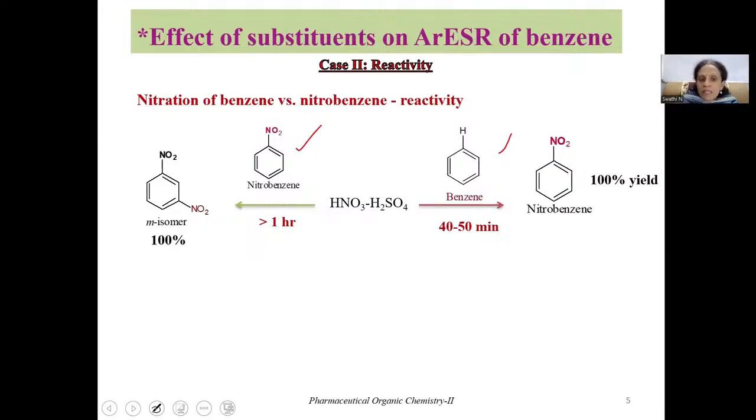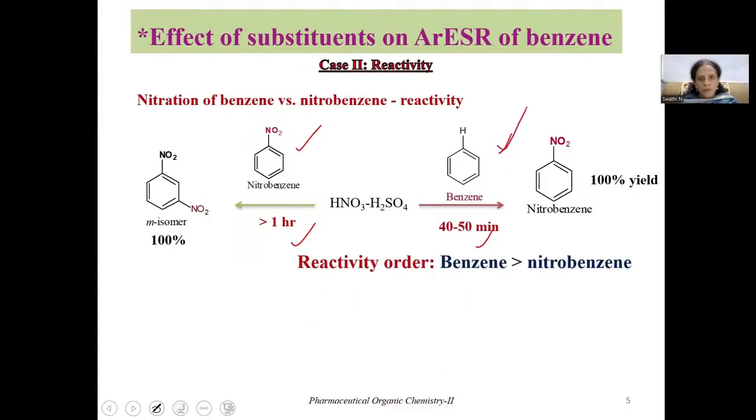So based on this reaction time, we can easily make out that benzene is more reactive because benzene is taking lesser time when compared with nitrobenzene. The lesser the time taken to complete a reaction, the greater the reactivity. So based on these two reactions, we can easily make out that benzene is more reactive than nitrobenzene.